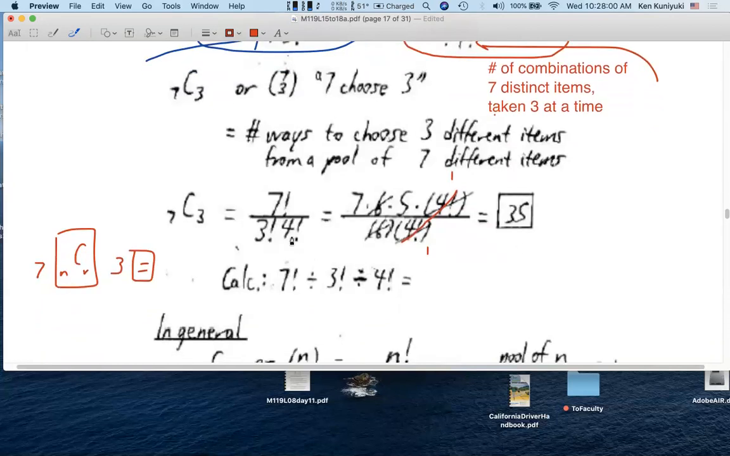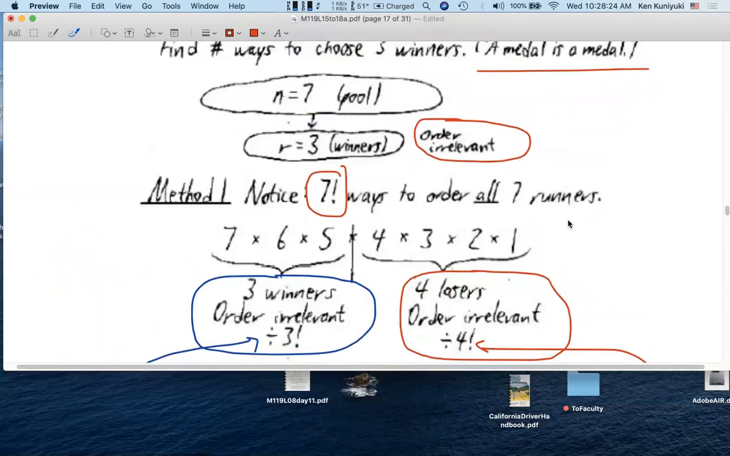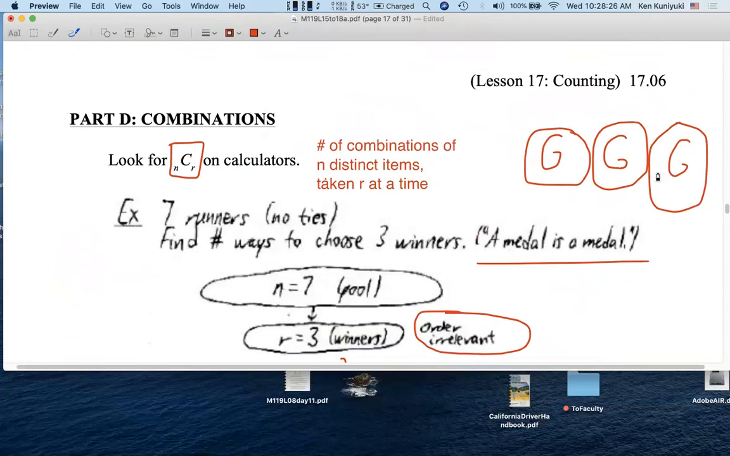On a calculator, remember that's a double division. You're dividing 7 factorial by both 3 factorial and 4 factorial. Or if you find the NCR button on your calculator, it might be in the PRB menu on the TI calculators. You might press in 7 NCR 3 equals or enter, and you'll get the 35. There are 35 ways for fate to choose 3 gold medalists among the 7 runners.